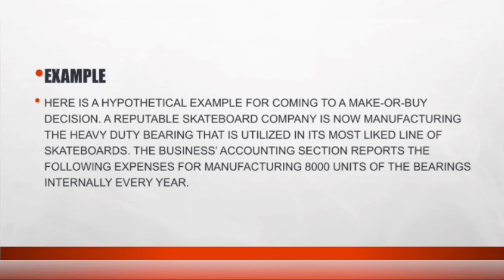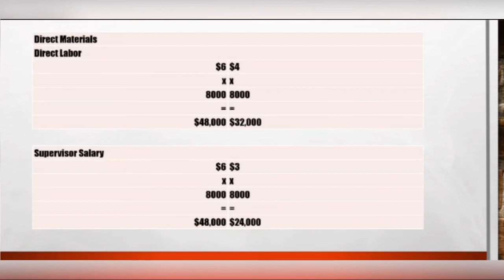A reputable skateboard company is now manufacturing the heavy-duty bearing that is utilized in its most liked line of skateboards. The business accounting section reports the following expenses for manufacturing 8,000 units of the bearings internally every year. So we have here direct materials, direct labor, and supervisor salary.